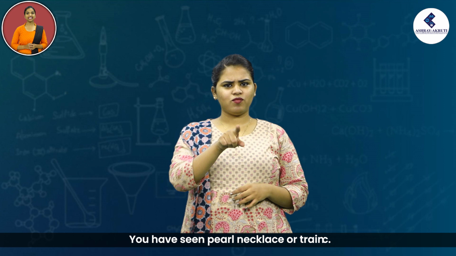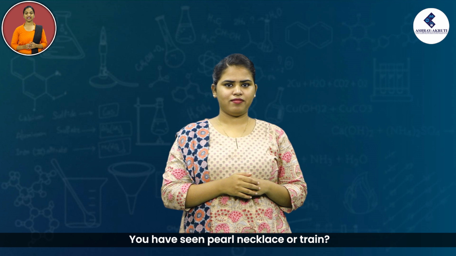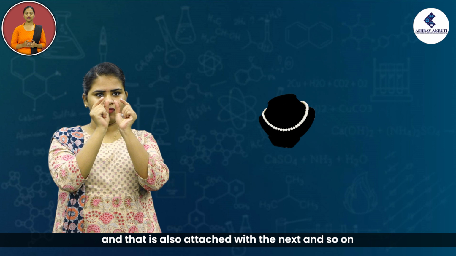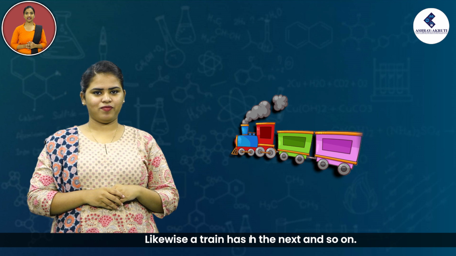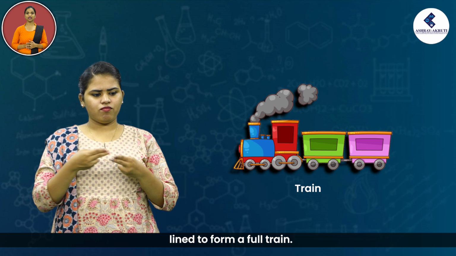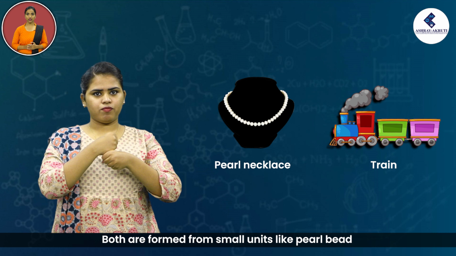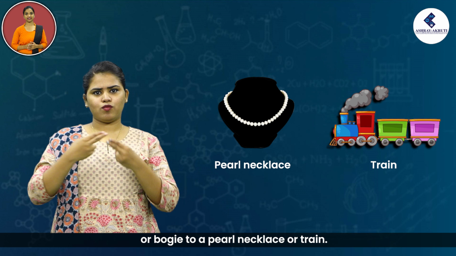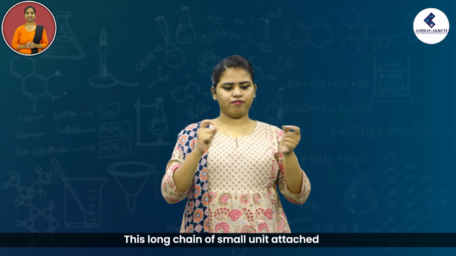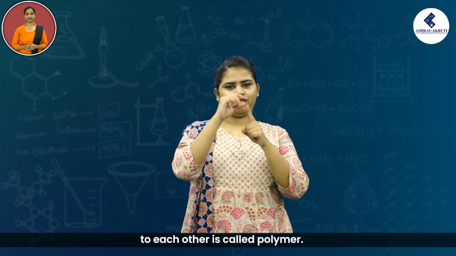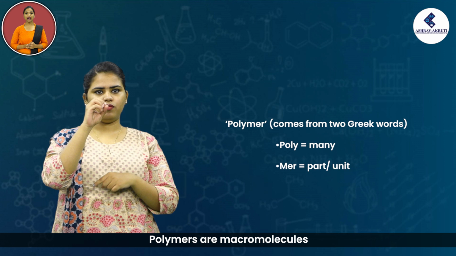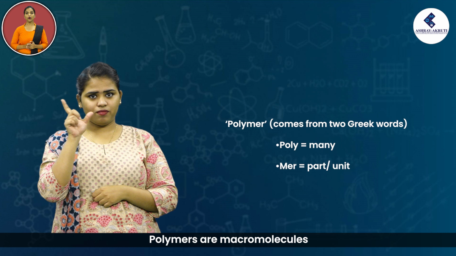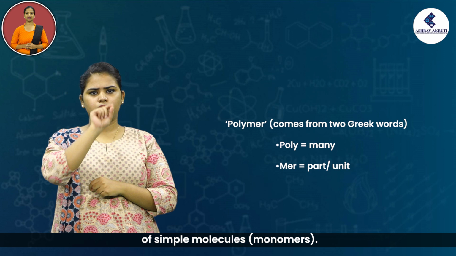You have seen a pearl necklace or train. A pearl bead is attached with another, and that is also attached with the next, and so on. Likewise, a train has many bogies linked to form a full train. Both are formed from small units like pearl bead or bogey to a pearl necklace or train. This long chain of small units attached to each other is called polymer. Polymers are macromolecules formed by the combination of a large number of simple molecules, monomers.